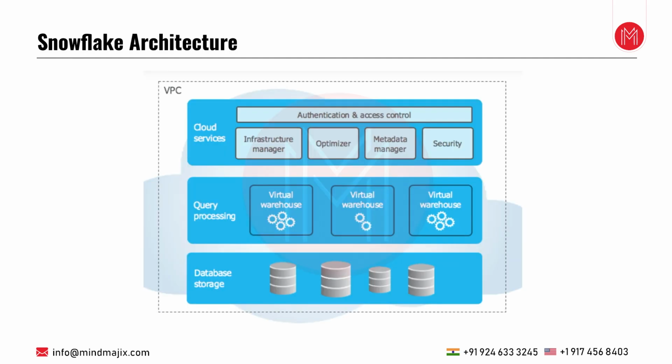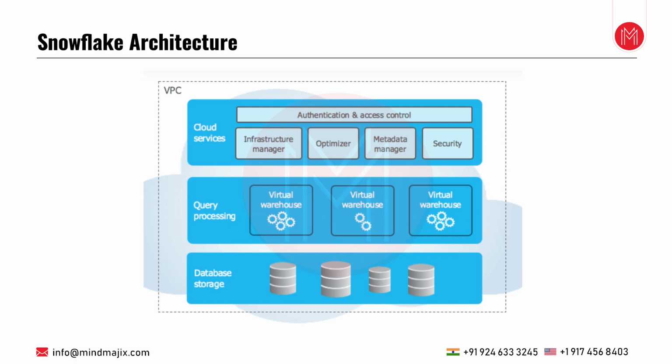Now let's go to the architecture of Snowflake. Snowflake has a very unique architecture. It is a three-layered architecture. It has database storage, query processing, and cloud services. As I said, it is a three-layered architecture.